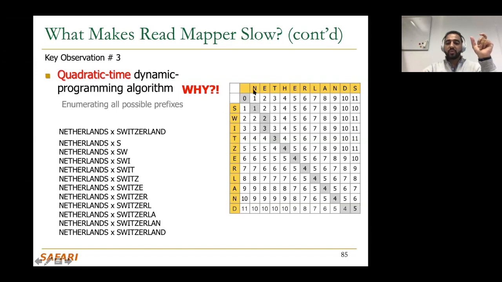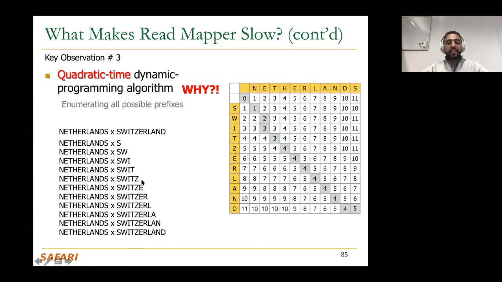So S, you compare it with N, with E, with T, with H, and so on. And then you compare not with W, because every character is useless. So if you compare W, it might fit here, here, here, in different locations in Netherlands. But at the end, you cannot say anything about the entire read or the entire sequence. So the next step is to get the two characters together, then the third character, the fourth character, and so on until you complete the entire word.